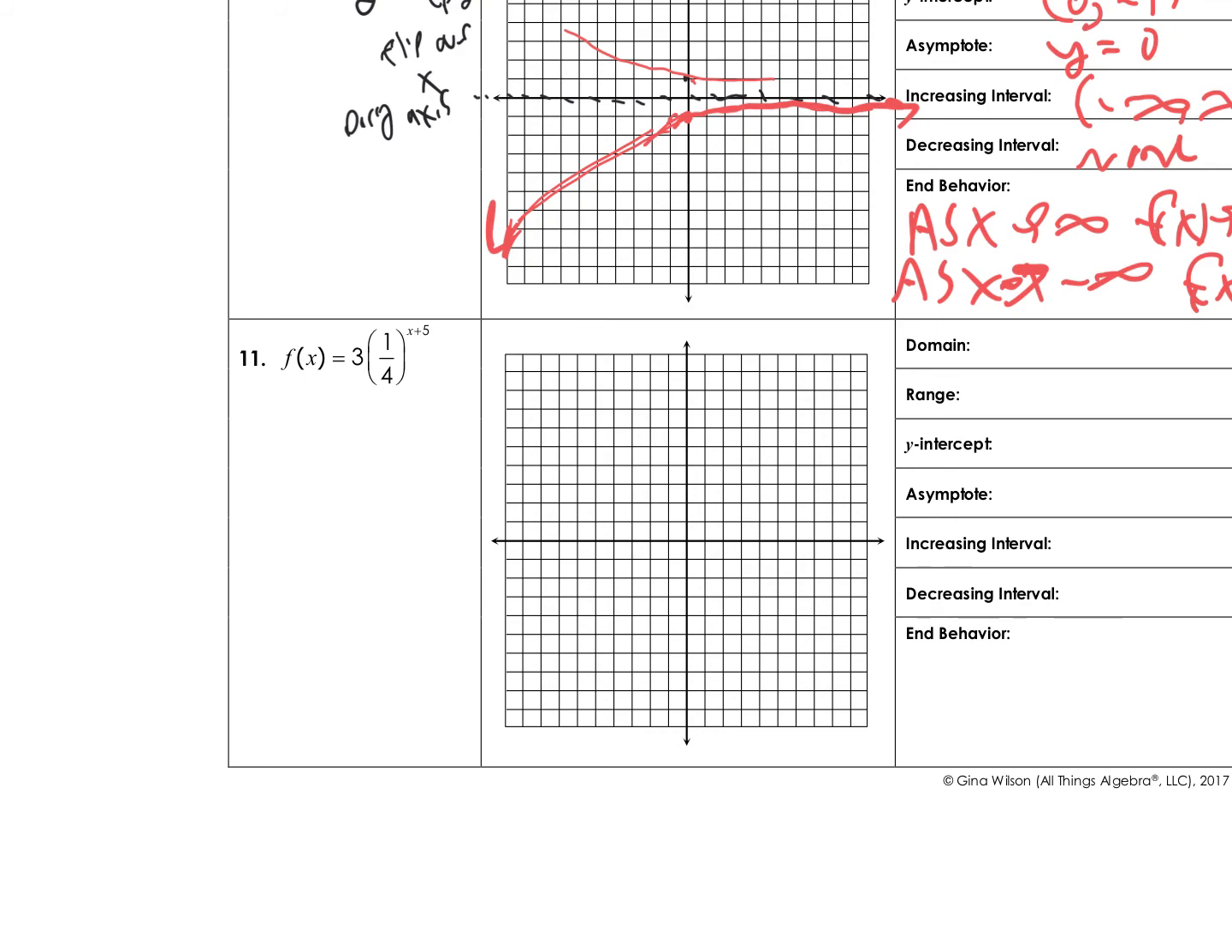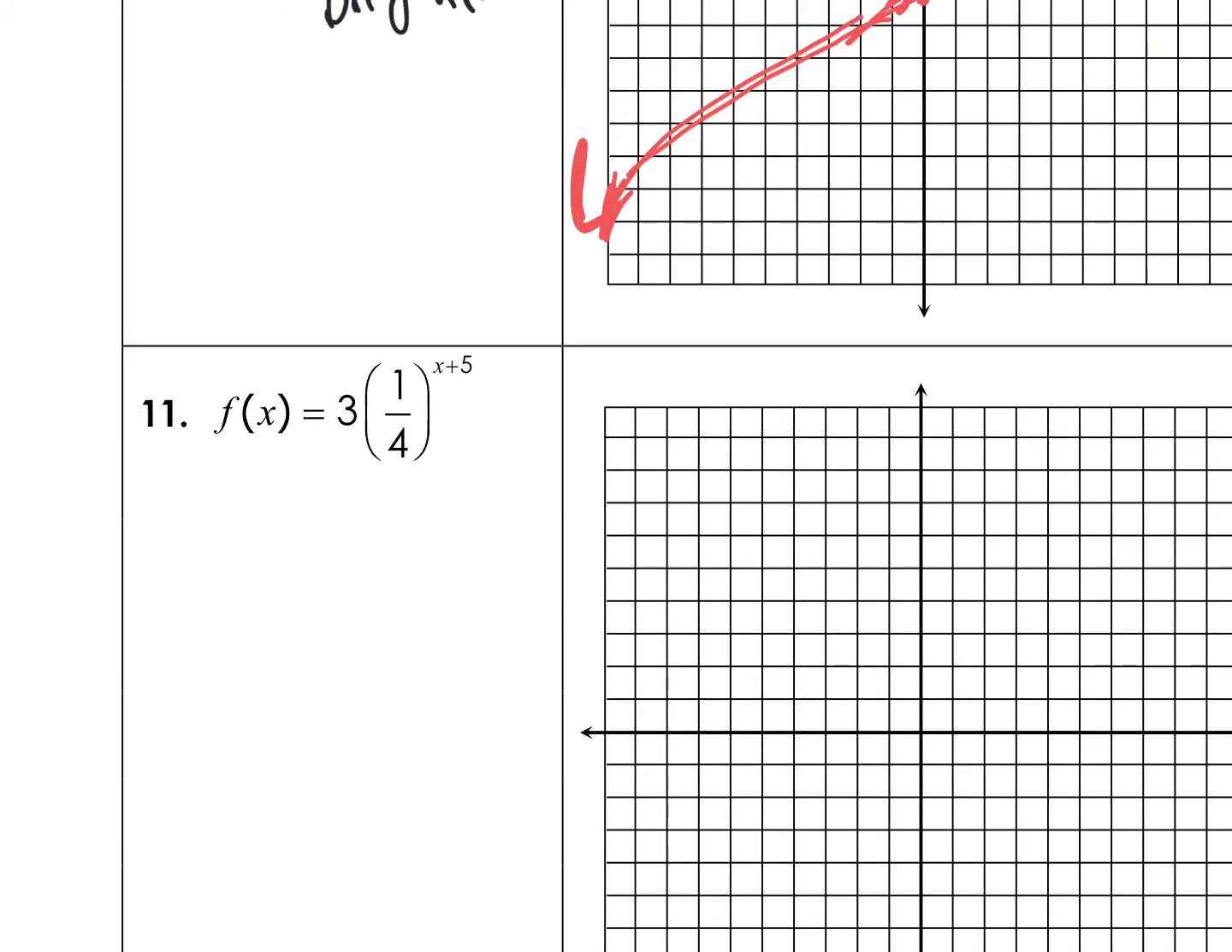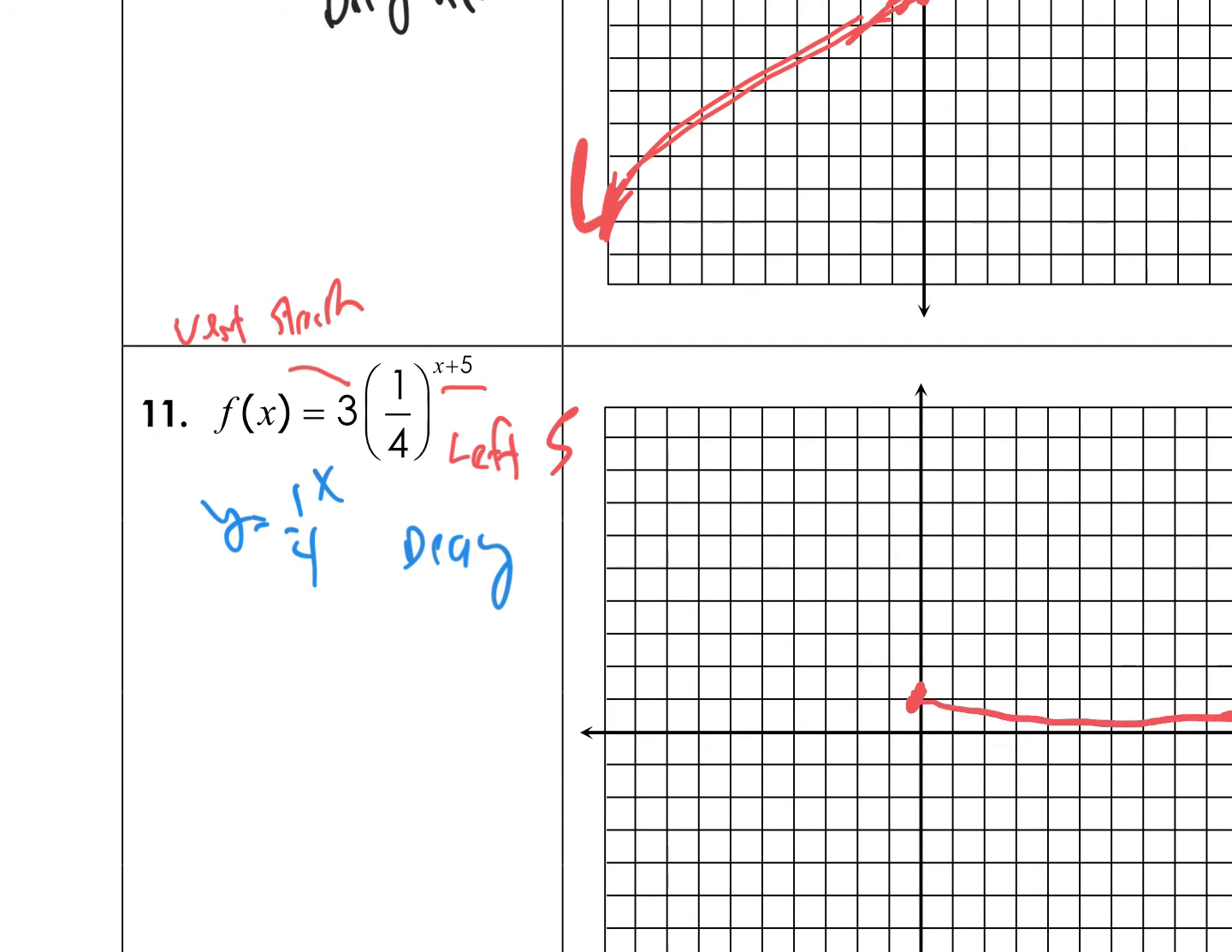Oh, one more. Let's see. Okay, it's a decay because the parent function is y equals 1/4 to the x, so it's a decay. But the plus 5 means left 5, and the 3 means it's a vertical stretch. So my original parent had a y-intercept there, and it was a decay, so it was going to do this. There's my original parent function, something like that. So now the new function shifts left 5, so that dot here goes 1, 2, 3, 4, 5, has to go here. So this still is going to go towards the same asymptote.